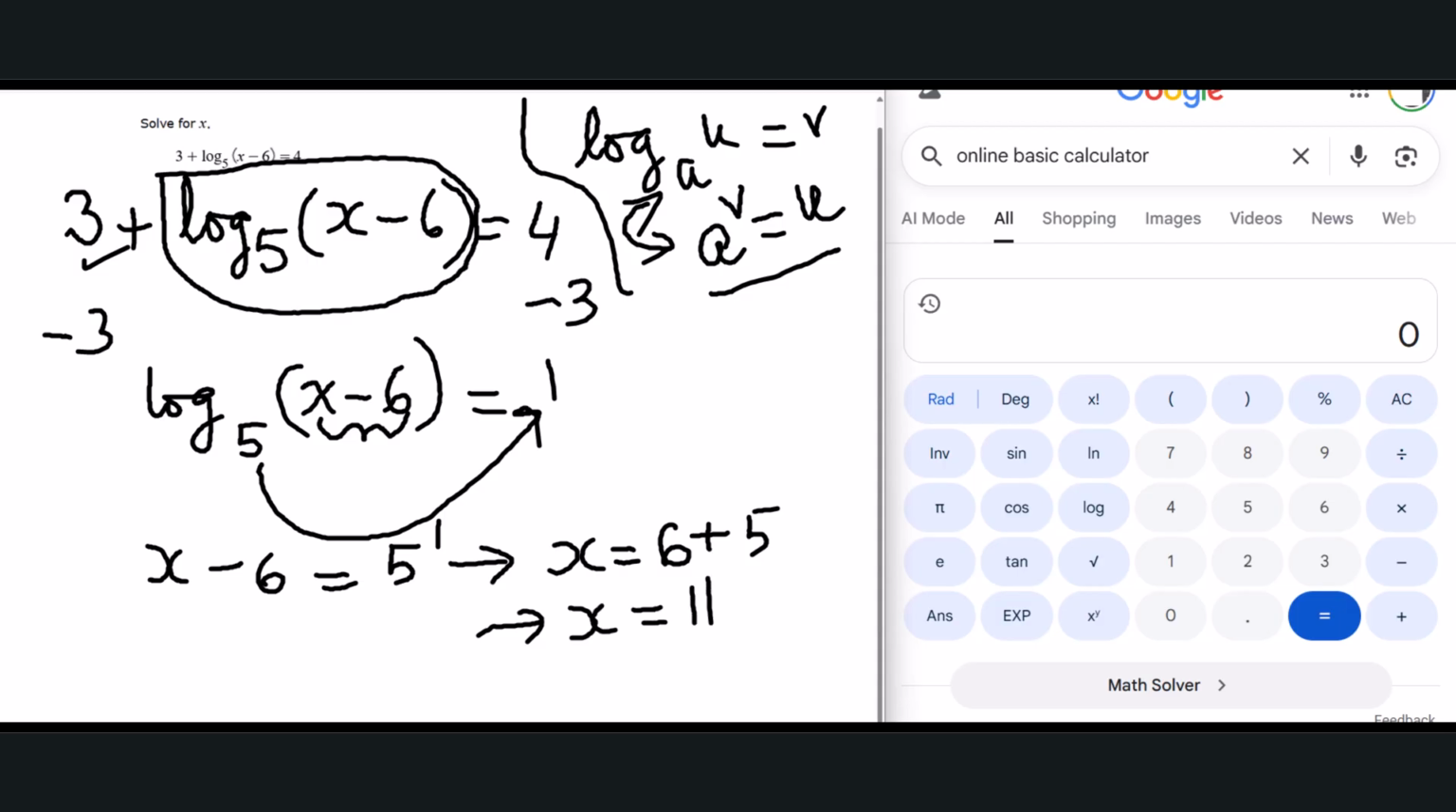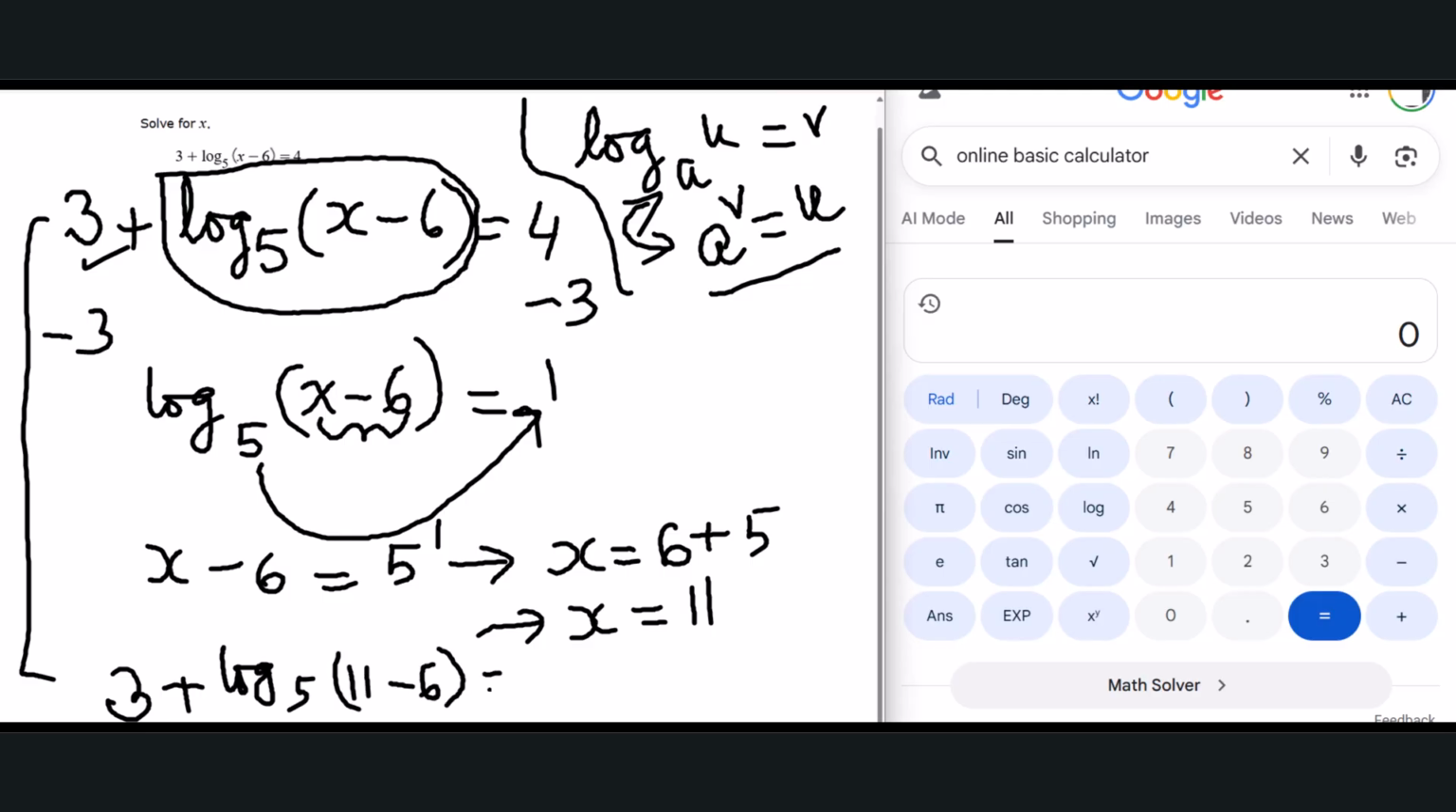And you can substitute this back in the equation if you want and check. So you can see 3 plus log with base 5 of 11 minus 6 is how much? 3 plus log of 5 with base 5, and log of 5 with base 5 is 1. So 3 plus 1 is 4. So we have the correct answer, right?